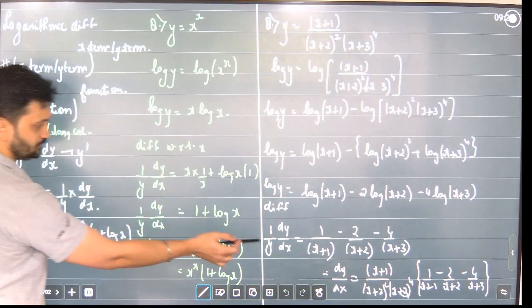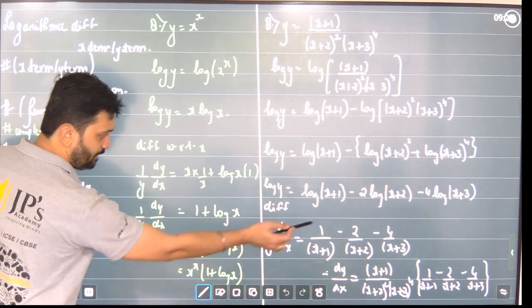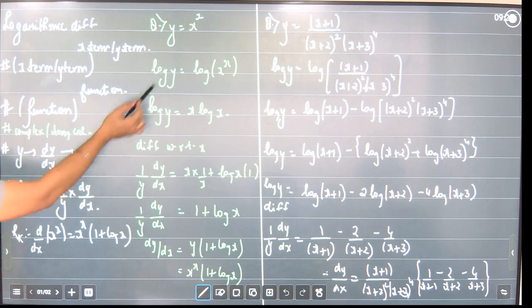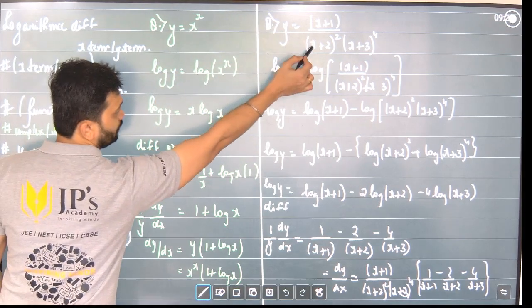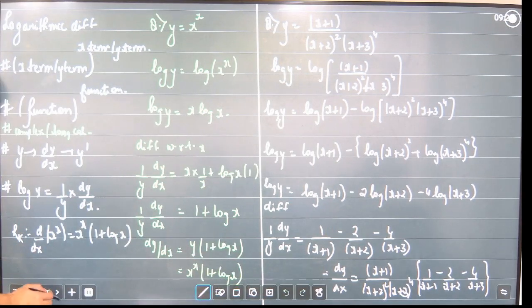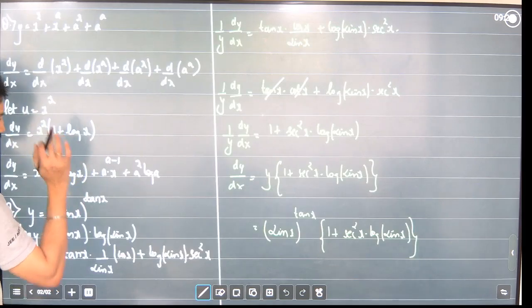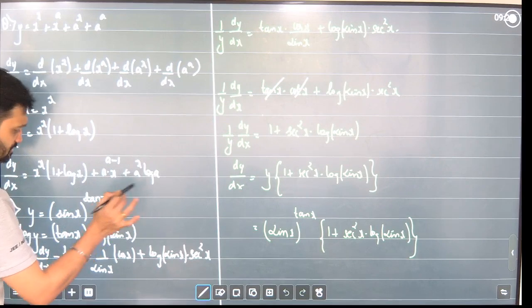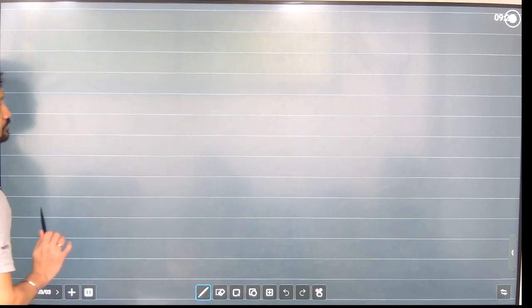Last step is always the substitution. When y went from this side to this side, my y ka value is, if you see, x plus 1 upon x plus 2 the whole square x plus 3. Did you understand this? Every step of logarithmic differentiation is exactly the same thing. We are not doing anything extra. We are not doing anything extraordinary also.